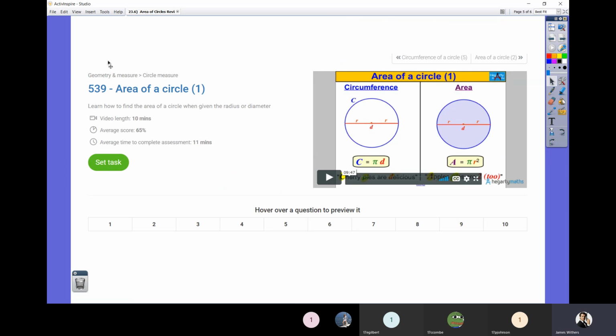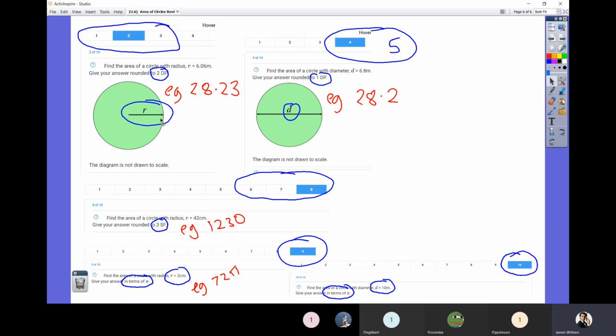Now, as I said, you are going to be doing Hegarty 539. And what I've done is run through the various types of question here. I'll put them all on this one slide. Questions 1, 2, and 3, you're just being asked to work out the area of a circle with a given radius. So you're just using pi r squared and you're using that radius. But be careful. It's asking you to give your answer rounded to 2 decimal places. Remember, that means 2 numbers after the decimal point. So just look out for that.